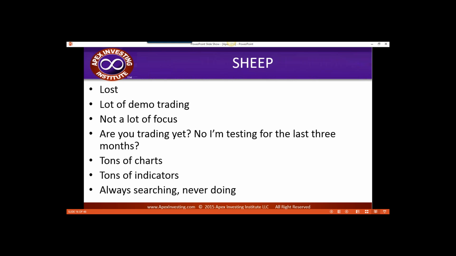Pay attention as we go through each one of these, see which one you are. All right, let's talk about it. So first of all, we got the sheep. All right, we got the sheep trader.